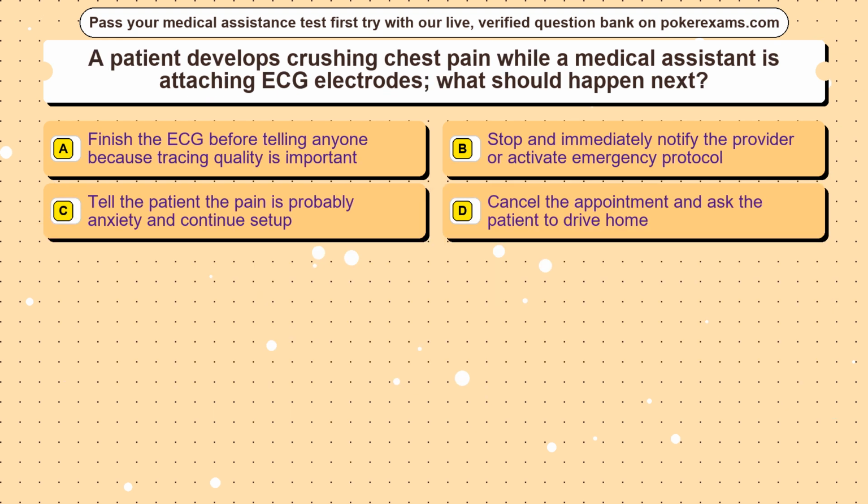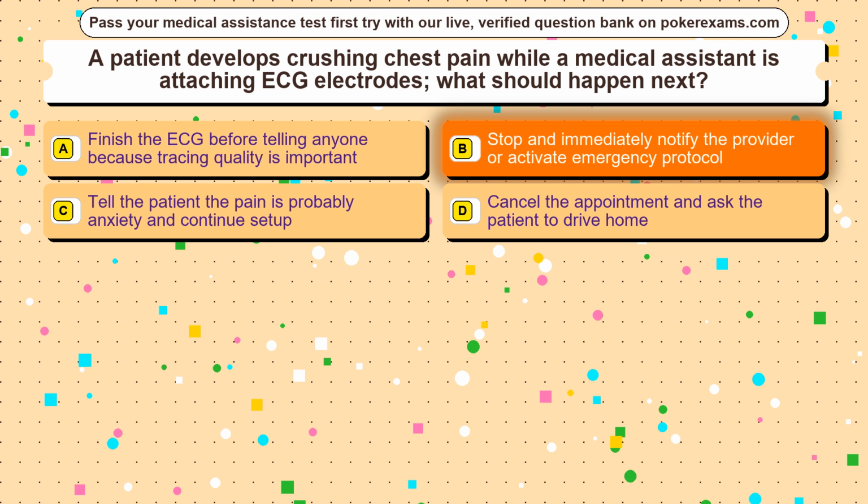Question 46. A patient develops crushing chest pain while a medical assistant is attaching ECG electrodes. What should happen next? Option A, finish the ECG before telling anyone because tracing quality is important. Option B, stop and immediately notify the provider or activate emergency protocol. Option C, tell the patient the pain is probably anxiety and continue setup. Option D, cancel the appointment and ask the patient to drive home.